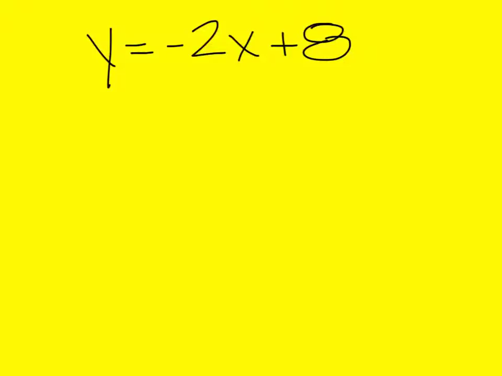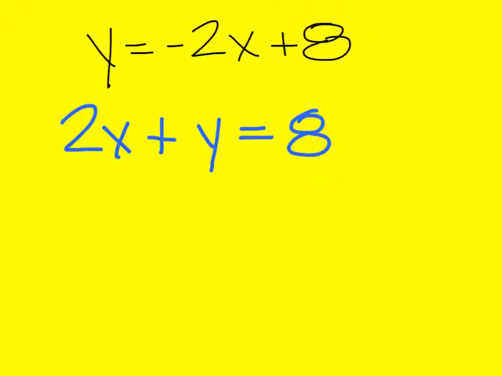On the bonus problem, just move the 2x to the left and change the sign. Once you do that, you're finished.